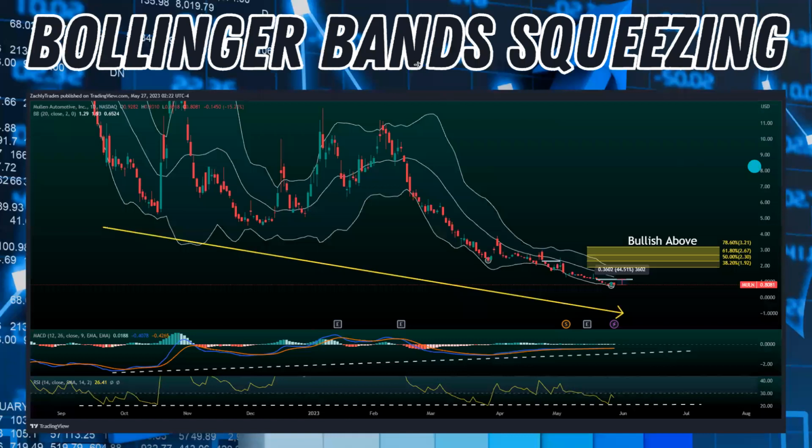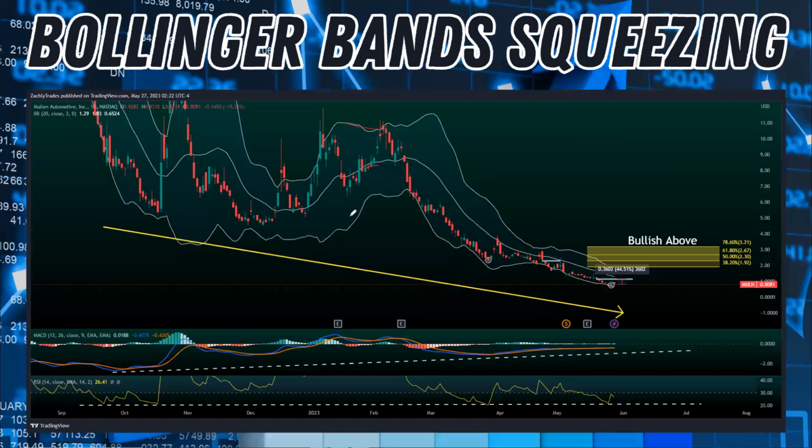If we take a look here on our daily time frame, we do see that these Bollinger Bands, which are these three sets of lines right here, are squeezing currently. Typically the way the bands work is they squeeze, then you'll see an expansion period, and they get bigger, and then they come back in and start to contract again. You can see that right here through the chart.